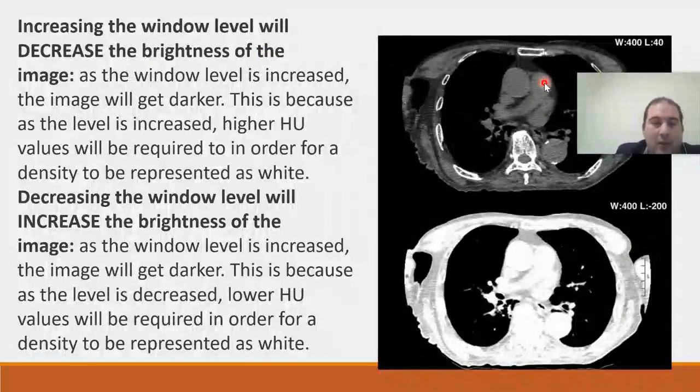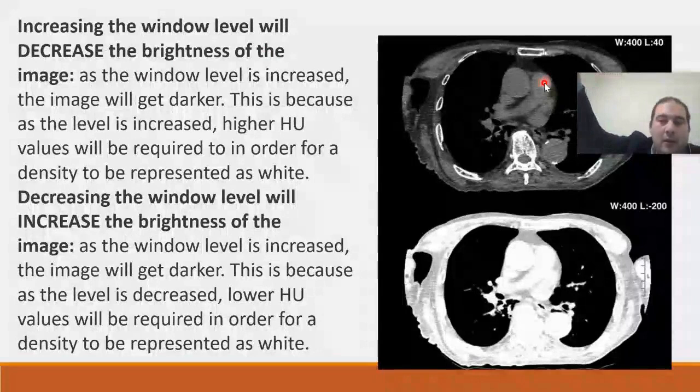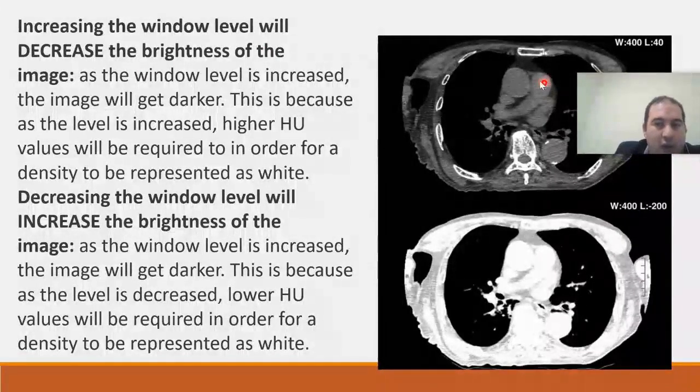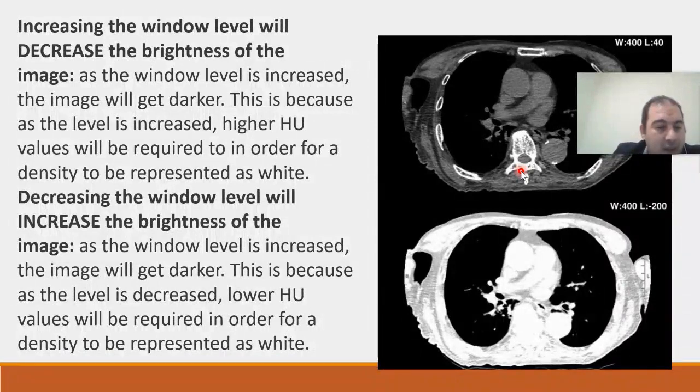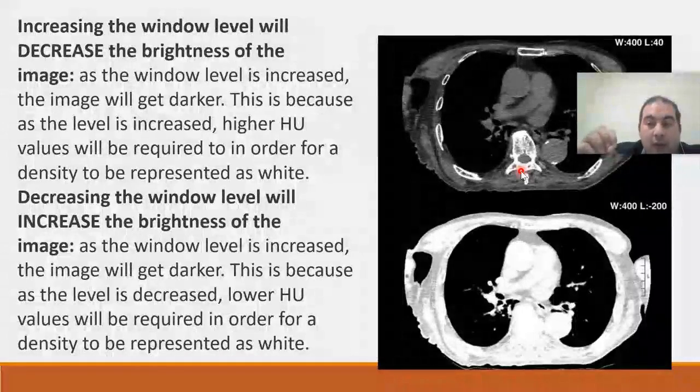For example, if you are here with a certain window width and you go into the range of soft tissue, this will reduce the brightness of the image. And that is indeed what happens. It will only show what is present in the image to represent what you have. Reducing the level will increase the brightness of the image. So, this is the effect of window width and window level.